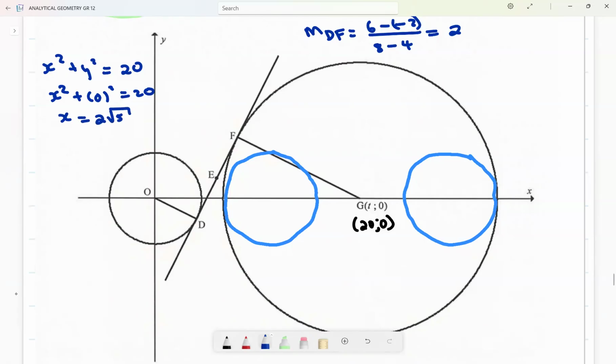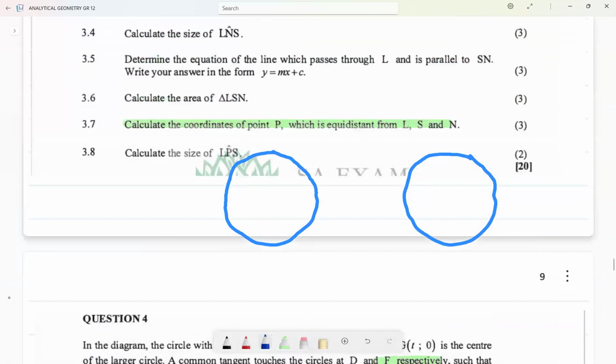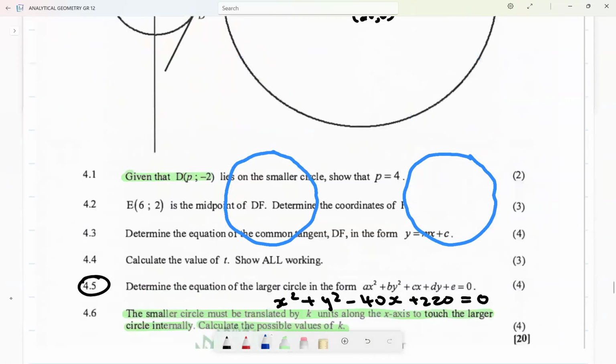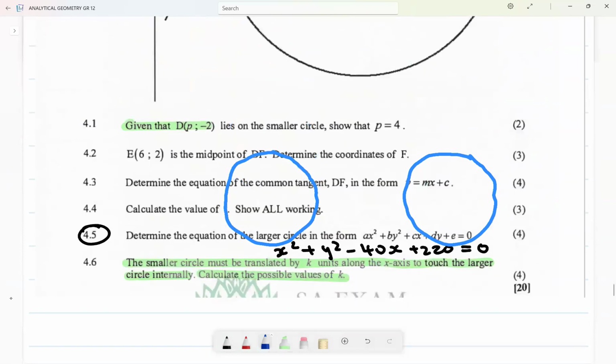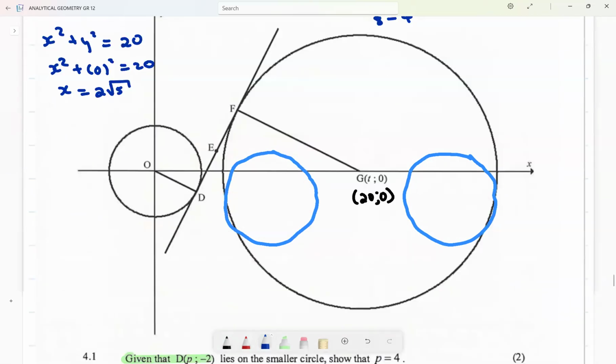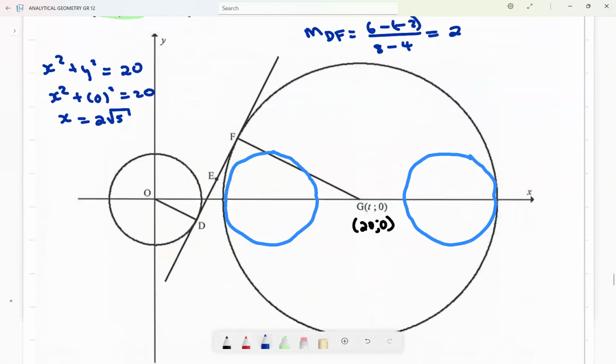But also for the bigger circle, it is a radius. But now what is the equation of the bigger circle? The equation of the bigger circle we just found to be x squared plus y squared minus 40x plus 220. So for the x-intercept on the bigger graph, we know the equation is x squared plus y squared minus 40x plus 220.